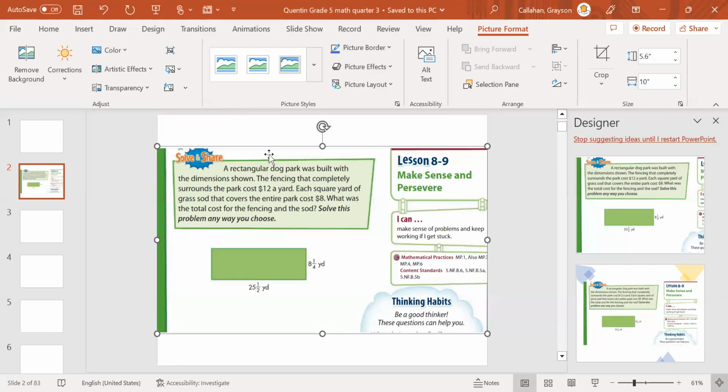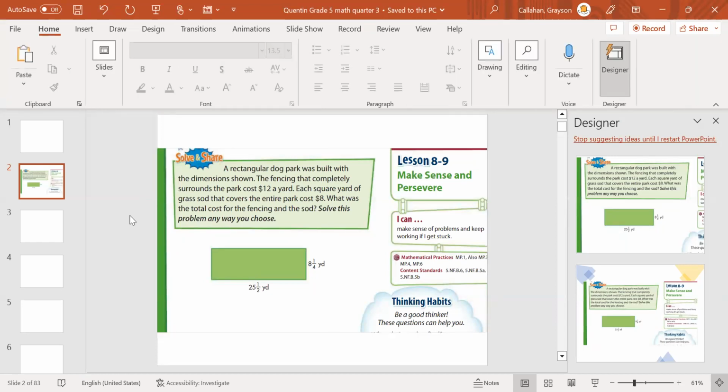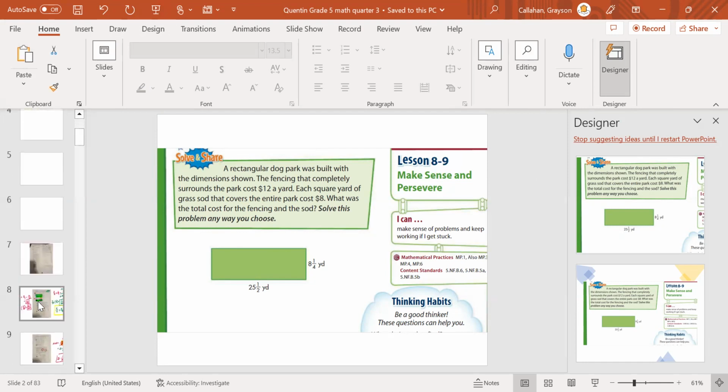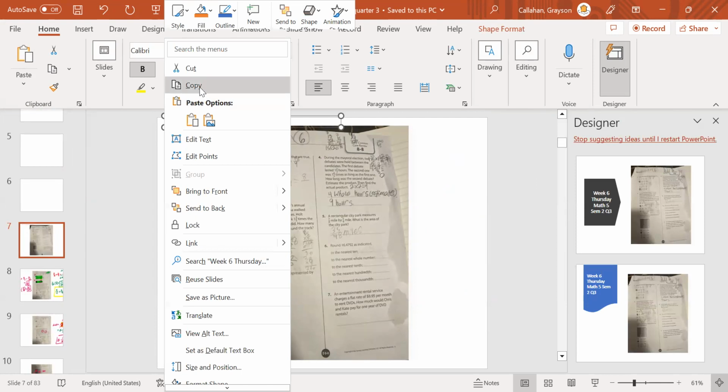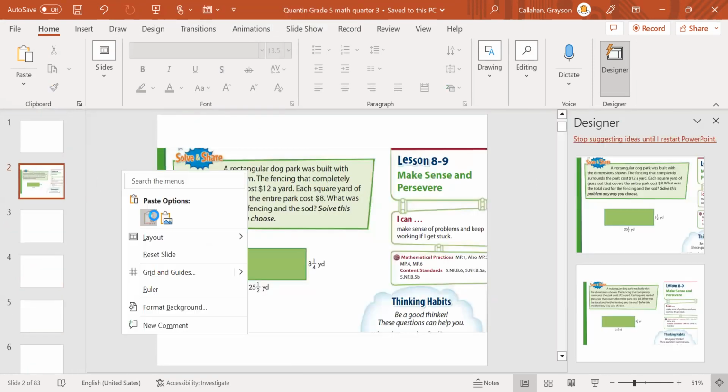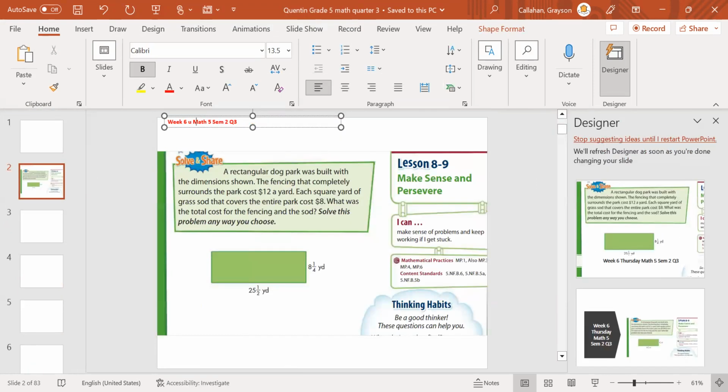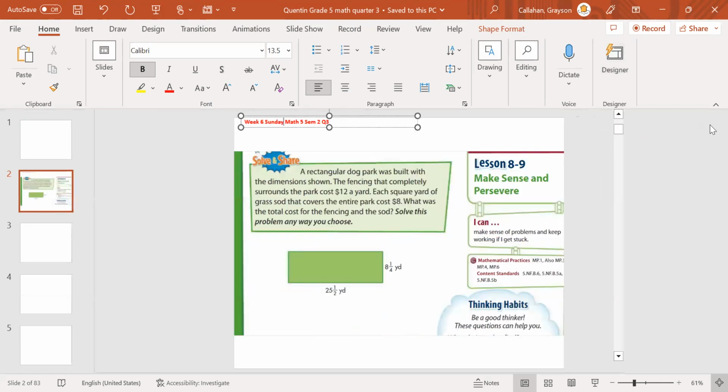All right, Quentin, go ahead and read. This is week 6, Sunday, and we are going over lesson 8.9 on fractions. Go ahead and read, Quentin.